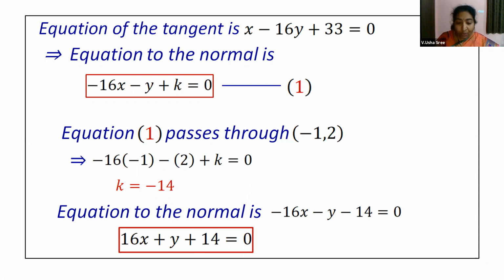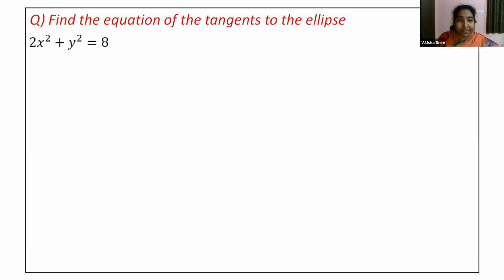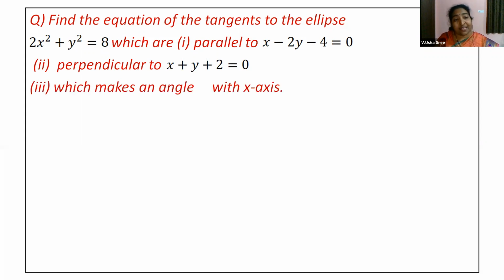Got it, children? Now we'll go with the next problem. Find the equation of tangents to the ellipse 2x square plus y square is equal to 8, which are parallel to x minus 2y minus 4 equal to 0, and perpendicular to x plus y plus 2 is equal to 0. And the third case is which makes an angle pi by 4 with the x-axis. So these are three different bits which are clubbed together.